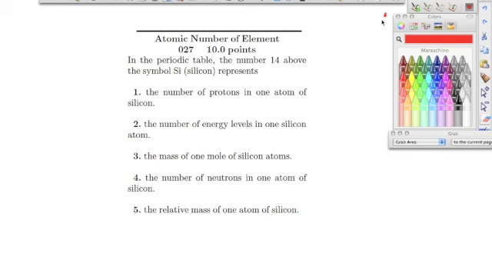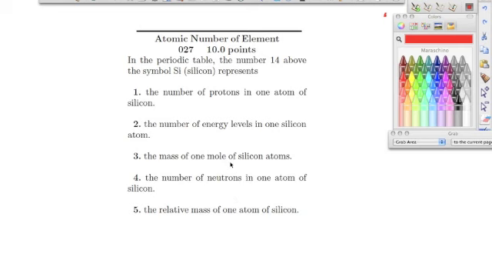Within a single element, we cannot change the number of protons. We can change the number of neutrons and we can change the number of electrons, but protons always stay constant, and that's how we can tell the difference between each individual element. So in looking at our answers, we know that the number of energy levels in one silicon atom, that's not correct. The mass of 1 mole of silicon, that's not correct. We know that that would be our atomic mass. And then number 4, the number of neutrons in one atom of silicon.